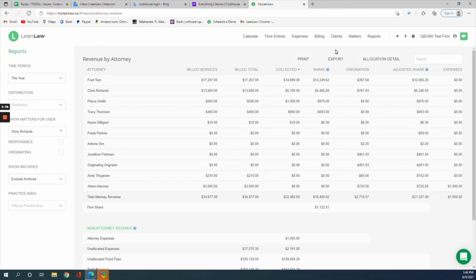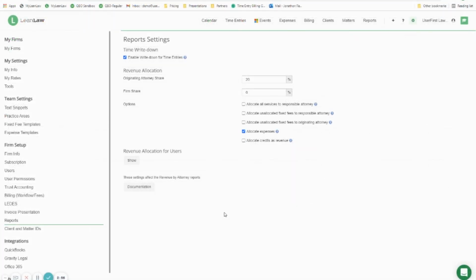Now let's take a look behind the scenes, and then afterward, how to change some settings that affect this report. Let's go to the settings section and go into the reports. This is where we begin to set up our logic behind the Hale and Dorr Revenue by Attorney tracking. So this number shows what the firm agrees to pay for origination. The firm may take a share out if that's their policy. That can be 0 if the firm does not take a share.